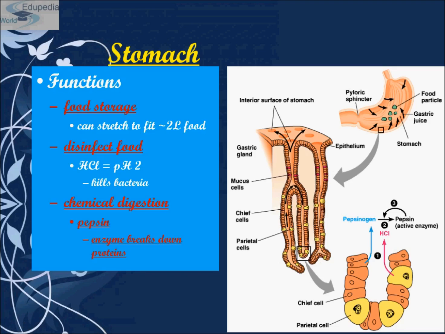This is showing that these orange colors are the chief cells, and this is a parietal cell. The parietal cell secretes HCl, and the orange one, the chief cell, secretes pepsinogen. Pepsinogen gets converted into pepsin, which is an active enzyme and helps in the digestion of the food, where chemical digestion actually starts.